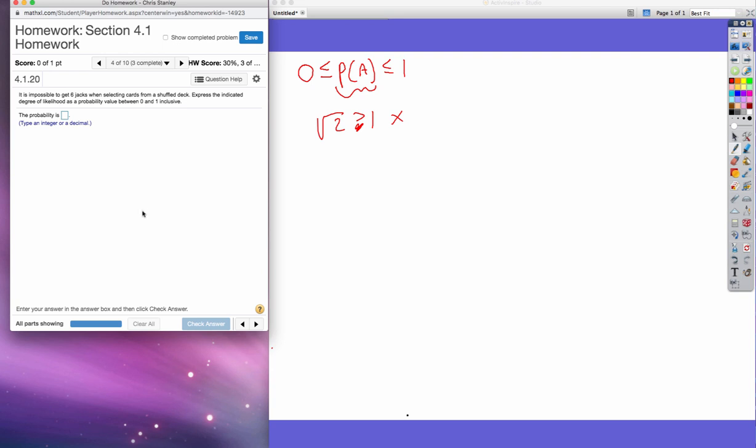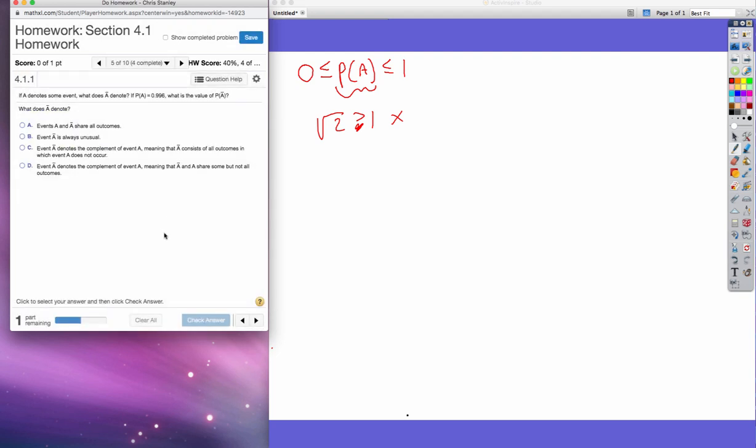They're saying it's impossible to get 6 jacks from a shuffled deck, so that would be the probability of 0. That's not 0, that's not 0 either.